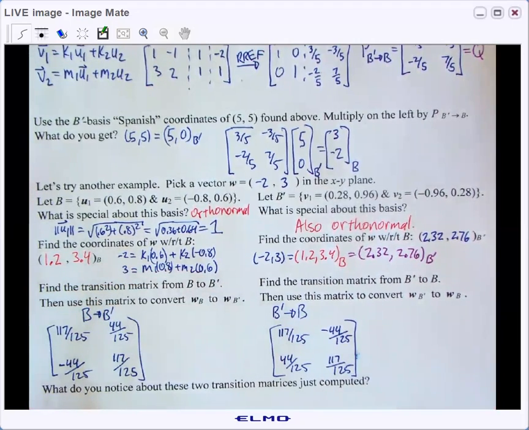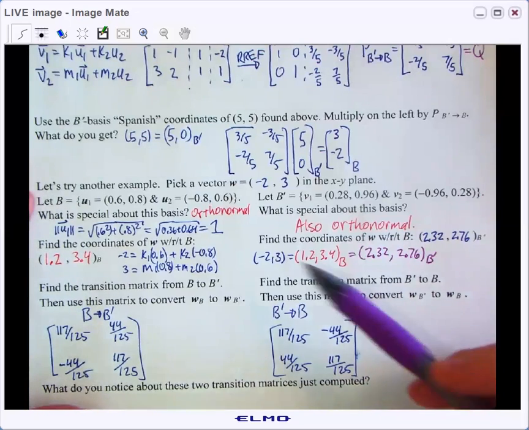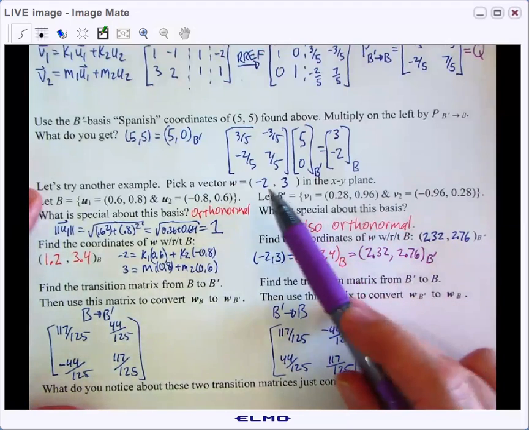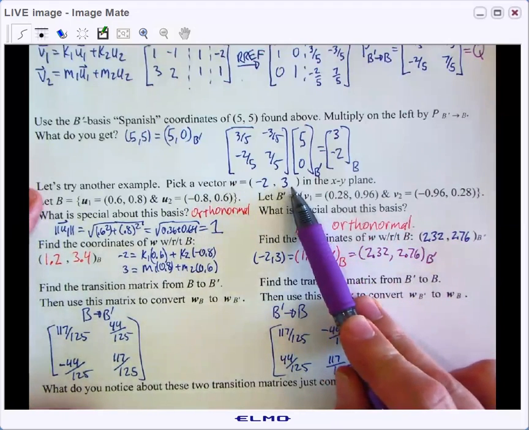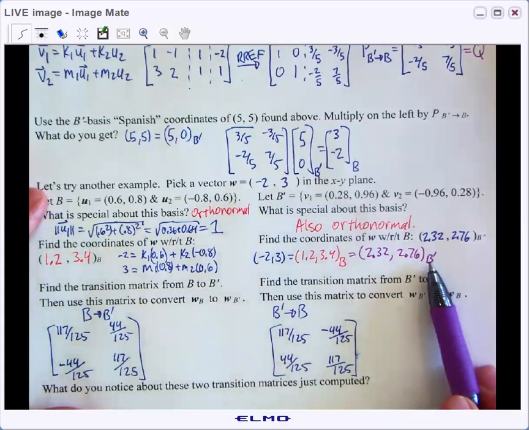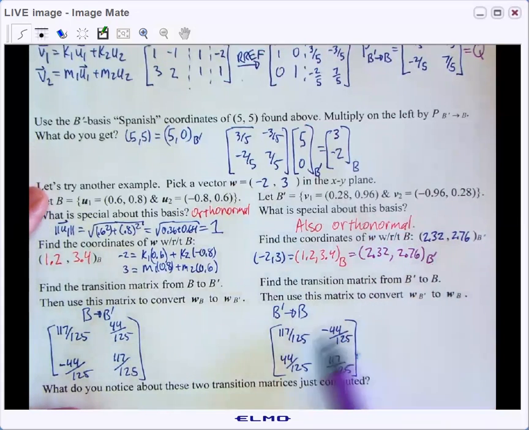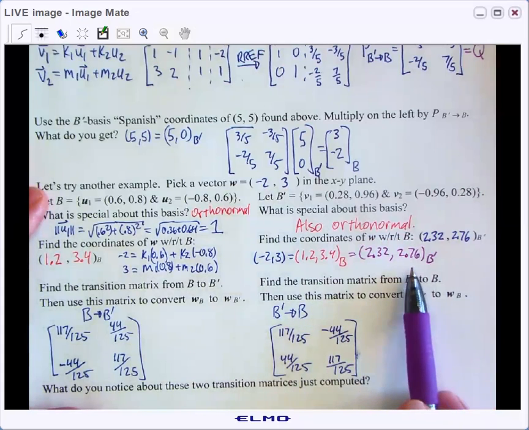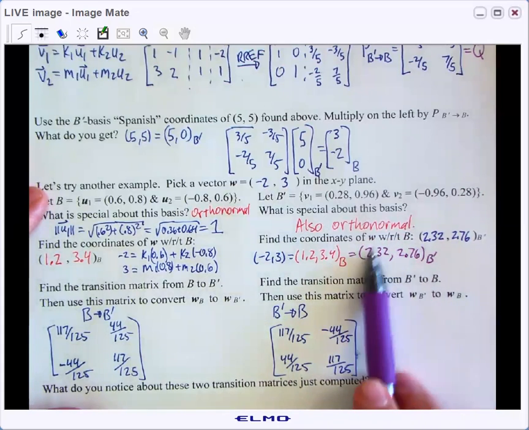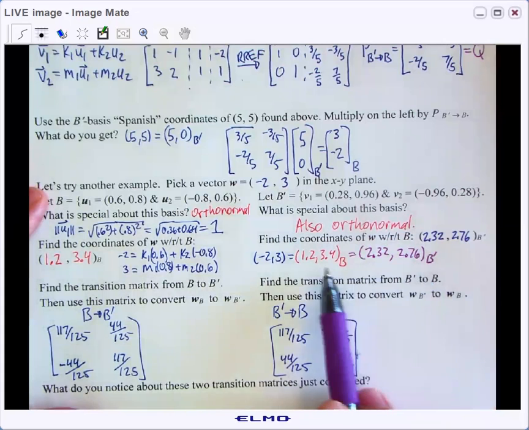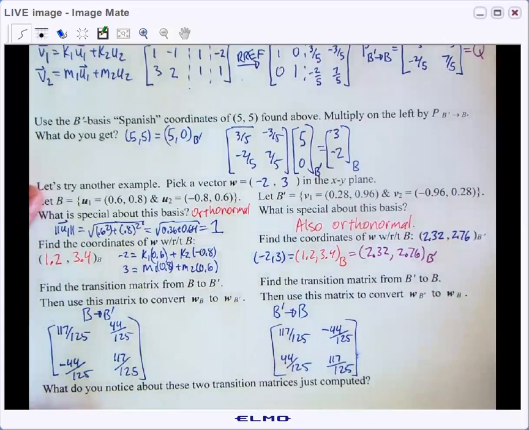Okay. Now, something that would be really nice to do just to make sure you got everything done is let's go ahead and take our -2, 3 that was in English, we'll convert them to Italian, and then let's use our dictionary that goes from the B prime basis to the B basis and confirm that when I change these coordinates from the B prime basis, I end up with the coordinates from the B basis.